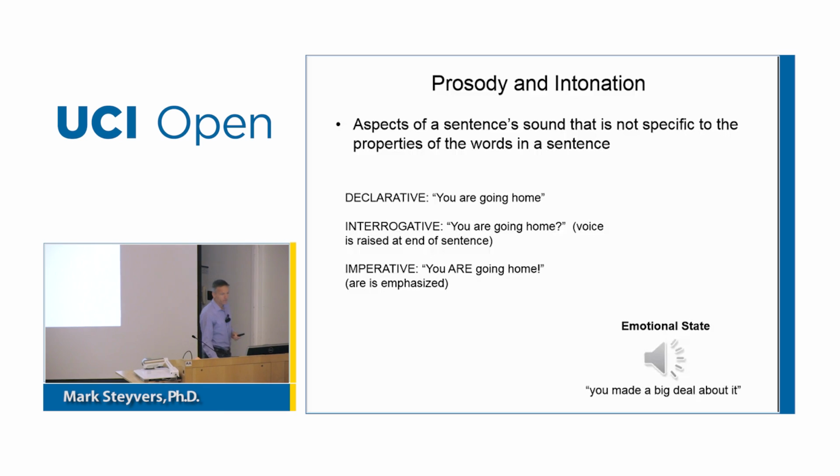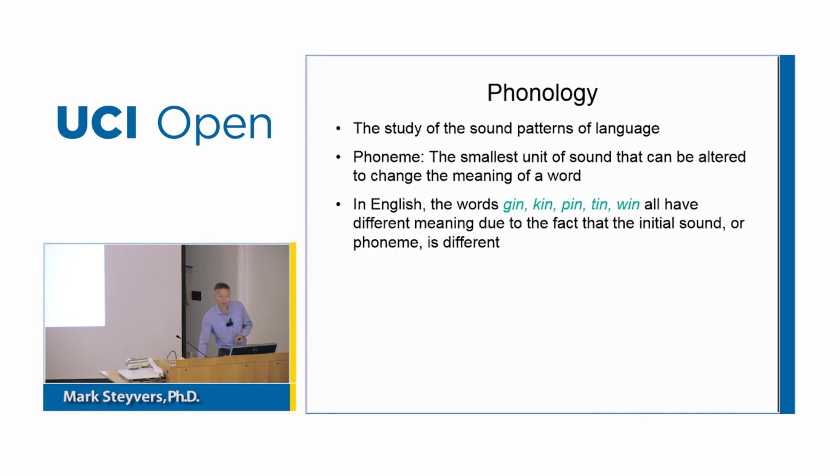So all these words listed here in English, gin, kin, pin, tin, win, they have different meaning. And because they have different meaning, the initial sounds must be associated with different phonemes. Right? So the g, the k, p, all these consonants are meaningful phonetic contrasts in English.